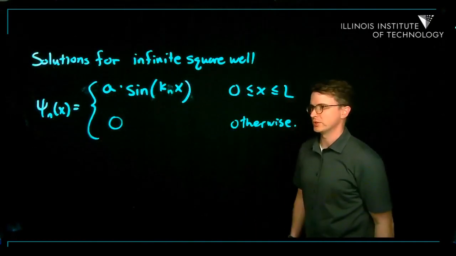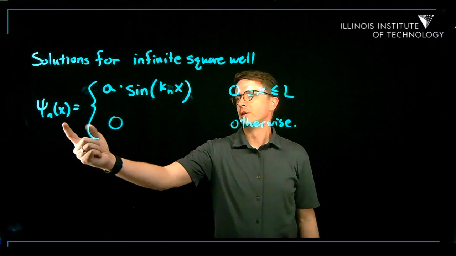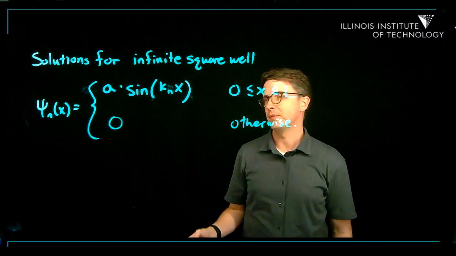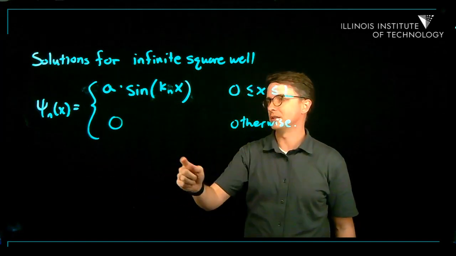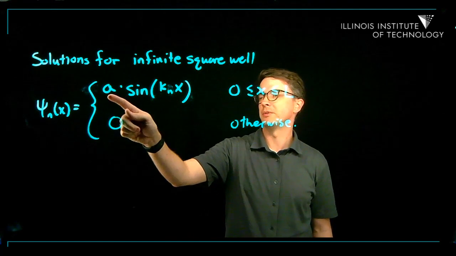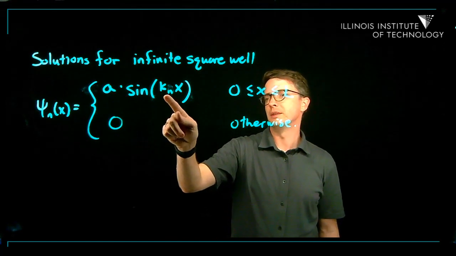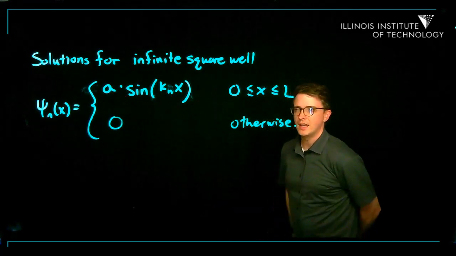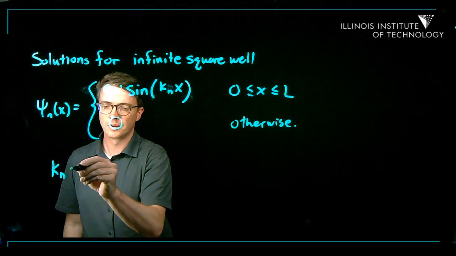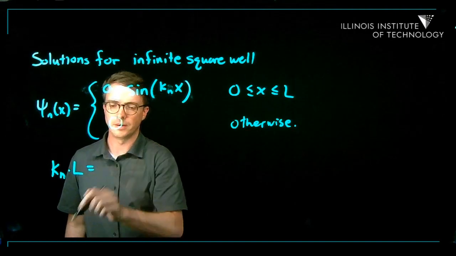So we have our solutions for the infinite square well. Apparently we can solve the time-independent Schrodinger equation and meet the boundary conditions that psi is continuous if psi is a sine function times some arbitrary constant. But the argument of the sine function, kn, has to have certain values. So kn times L must be equal to n pi.